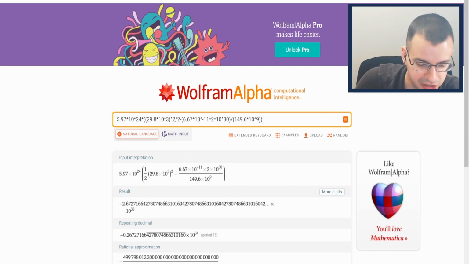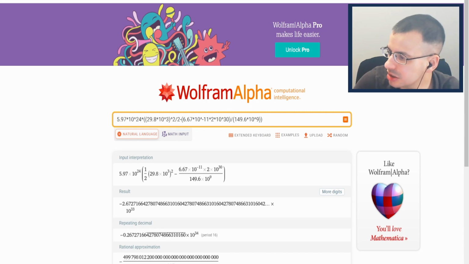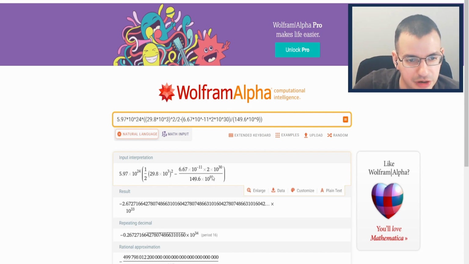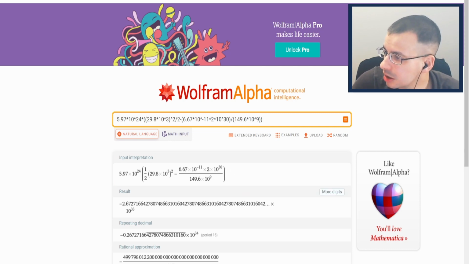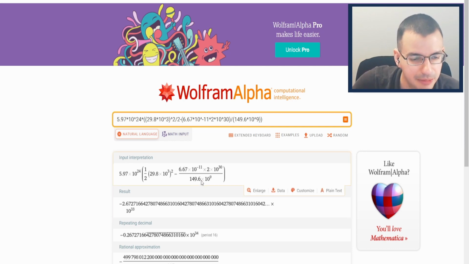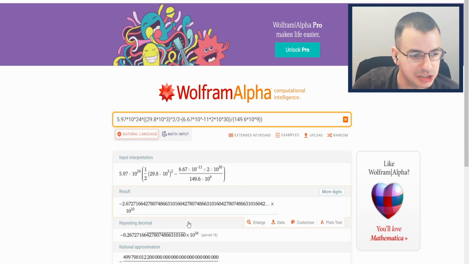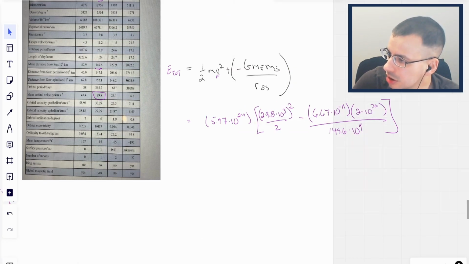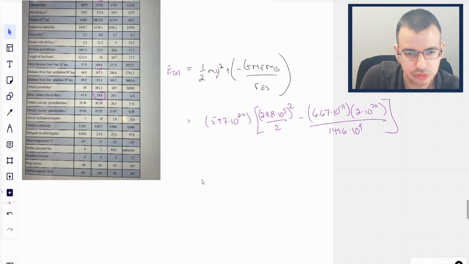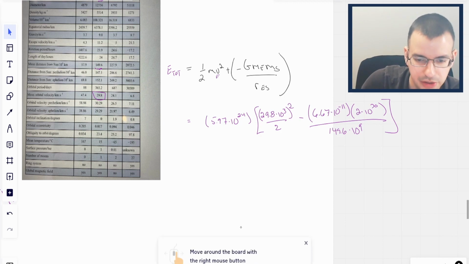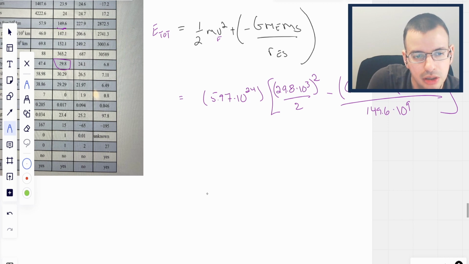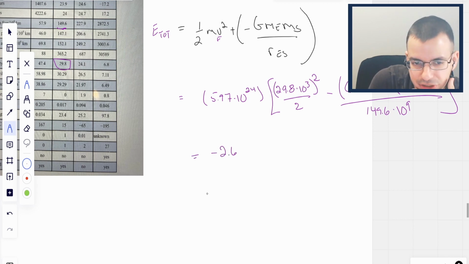Let's check the gravitational constant. Yep, 6.67 times 10 to the negative 11th, times the mass of the sun. Yep. And divided by the average distance between them. And that average distance is specifically not squared. And that gives us negative 2.67 times 10 to the 33rd. So that's going to give us, equals negative 2.67 times 10 to the 33rd.